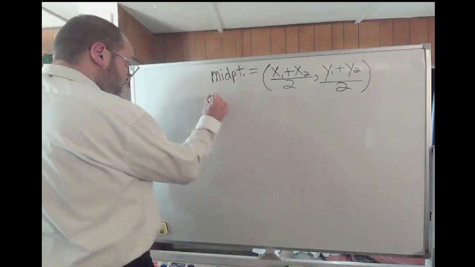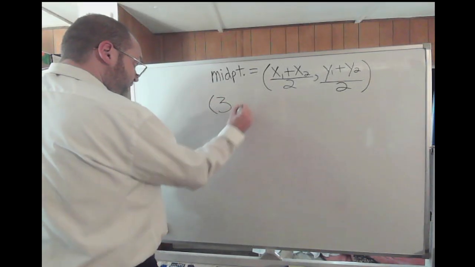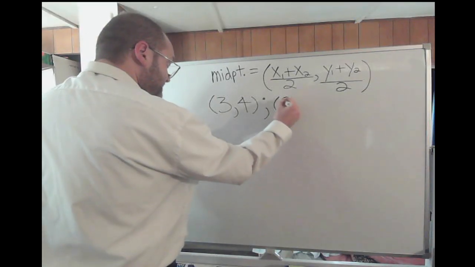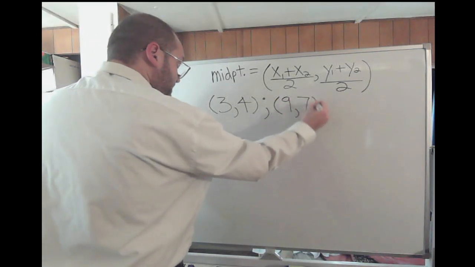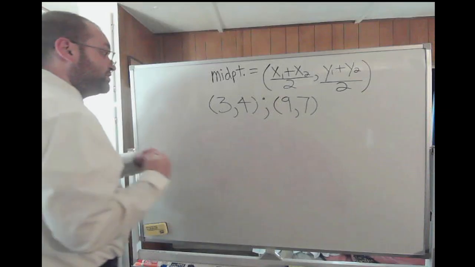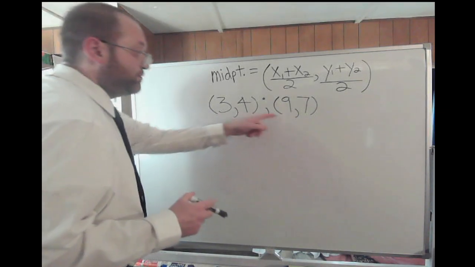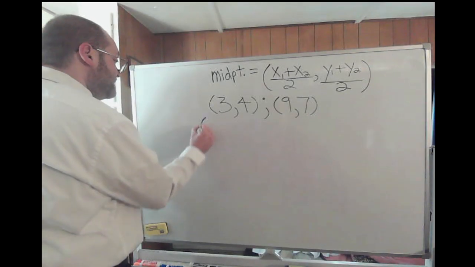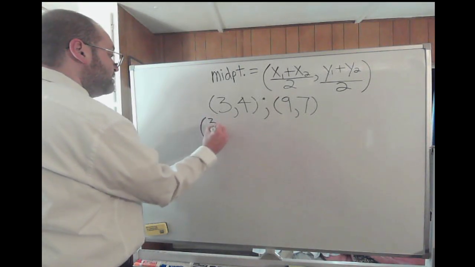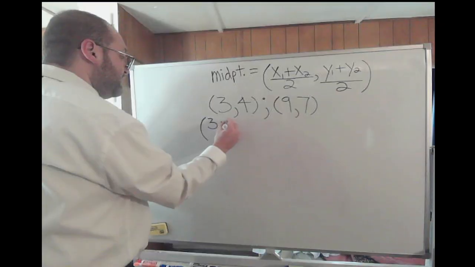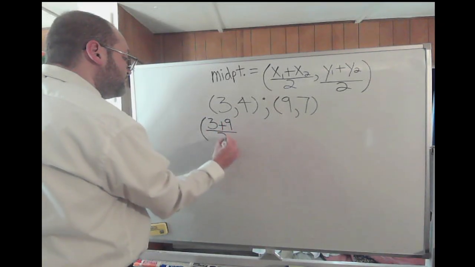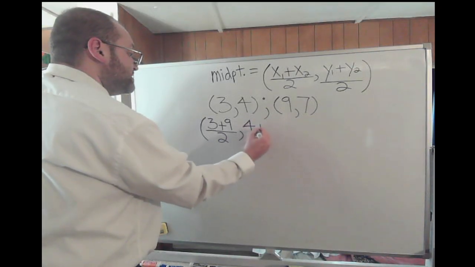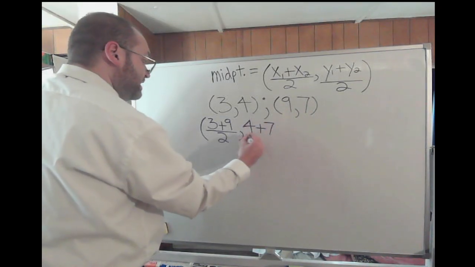Alright. What about the points 3, 4, and then we'll have 9, 7. So we need to find the midpoint between 3, 4, and 9, 7. So let's go ahead and evaluate that here. Take your first x coordinate of 3 plus your second x coordinate of 9. You'll divide that by 2. And then you'll take your first y coordinate of 4 plus your second y coordinate of 7. You'll divide that by 2.